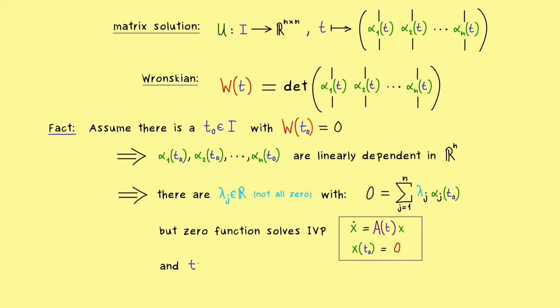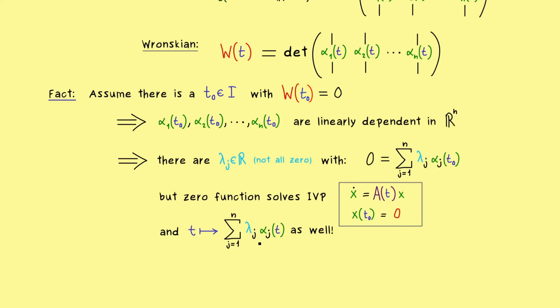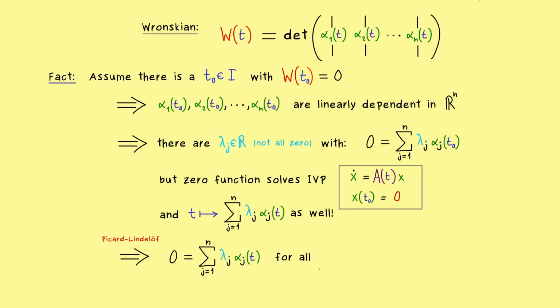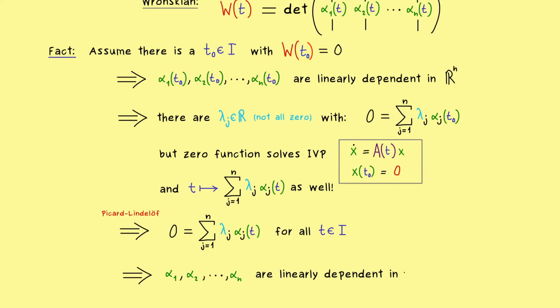So more concretely, the whole function that sends t to the linear combination is also a solution. Hence the uniqueness part of the famous Picard-Lindelöf theorem gives us that the two functions have to coincide globally. Hence we get that this linear combination here is equal to 0 no matter which t and j we choose. So by definition, this implies that the functions themselves are linearly dependent. So this is a much stronger result because we have the linear dependence in the function space C^1.